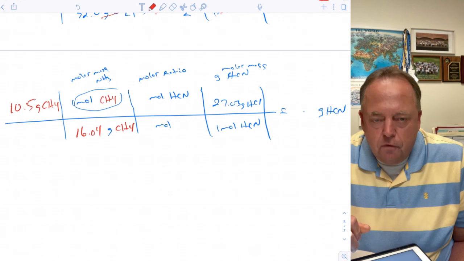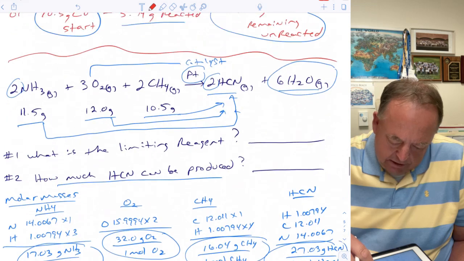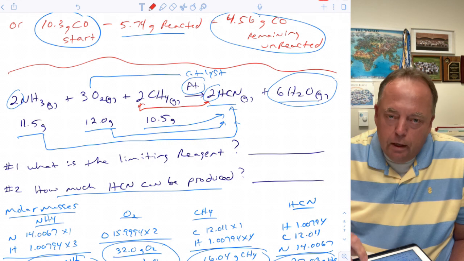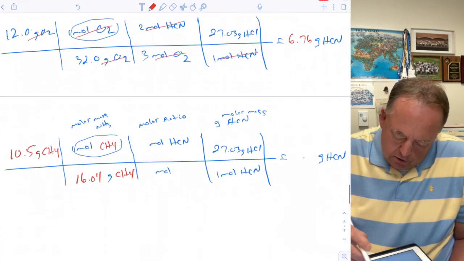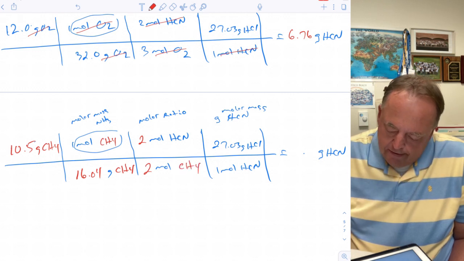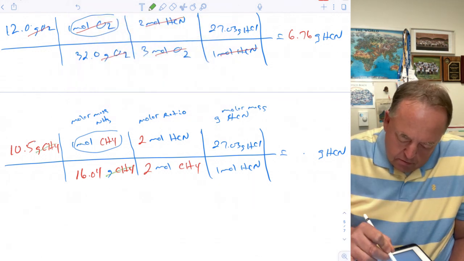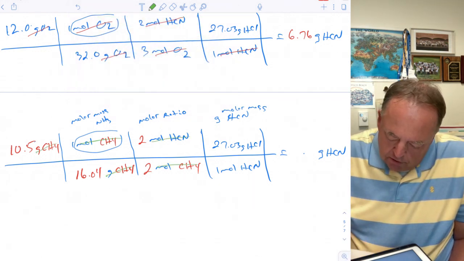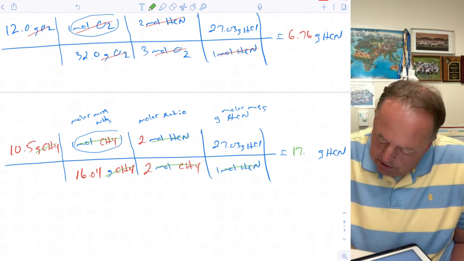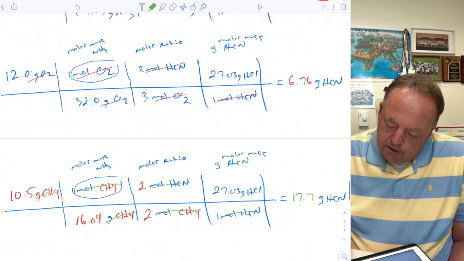Grams of CH4 will cancel. Now we're in moles of CH4, so we need the molar ratio between CH4 and HCN, and it's a 2 to 2 ratio, or 1 to 1. So 2 moles of HCN, 2 moles of CH4. So what cancels? Grams of CH4 cancel, moles of CH4 cancel, moles of HCN cancel, and now we have grams of HCN, which would be 17.7 grams of HCN. Okay, so that's not the smallest.